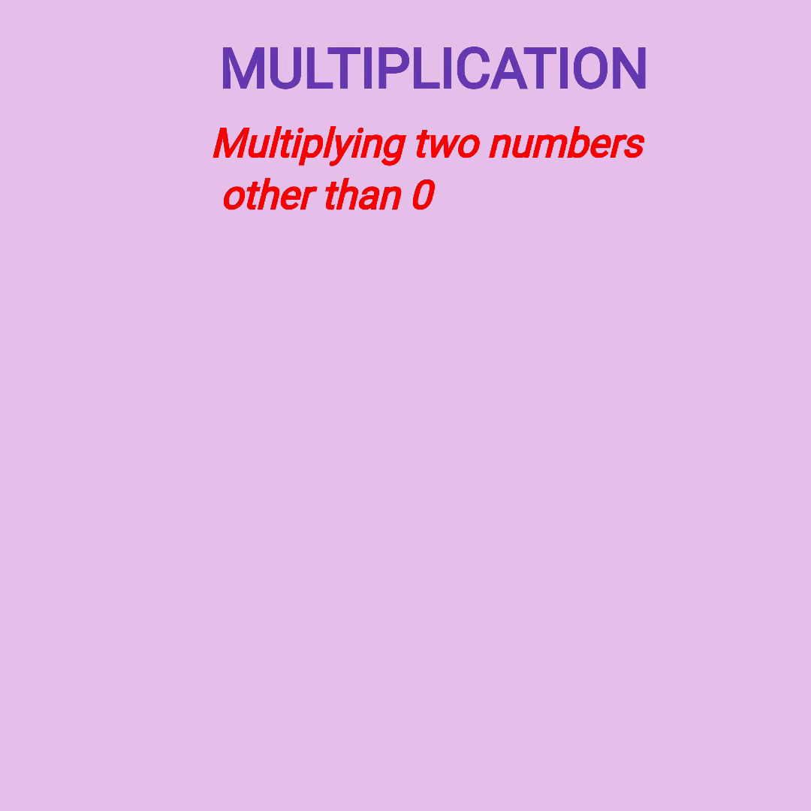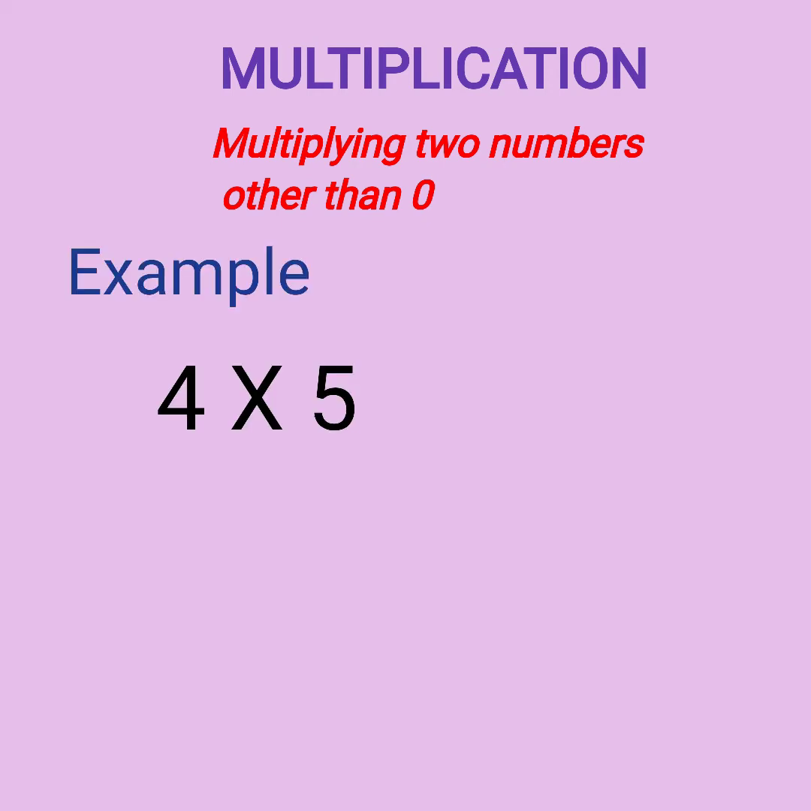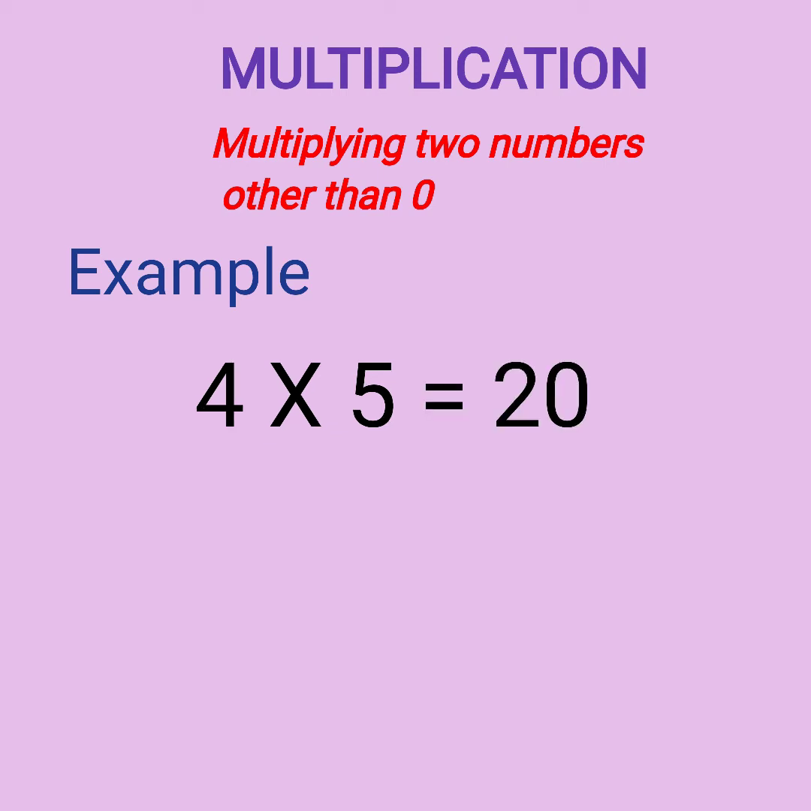Now let us see the situation where two non-zero numbers are multiplied. Solving this type of sum involves only reading the table. You can either read the table of 4, 5 times or the table of 5, 4 times. It will give the result 20.